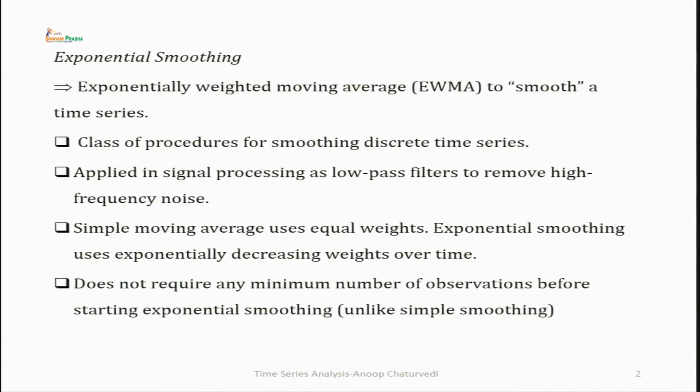It does not require any minimum number of observations before starting exponential smoothing. You remember that for simple moving averages, you require a minimum number of observations. Suppose you want a moving average of period k, then you should have at least k plus 1 or k plus 2 observations, at least more than k observations. Otherwise, it won't be possible for you to apply the moving averages. But here you don't impose any such kind of condition on the number of observations.